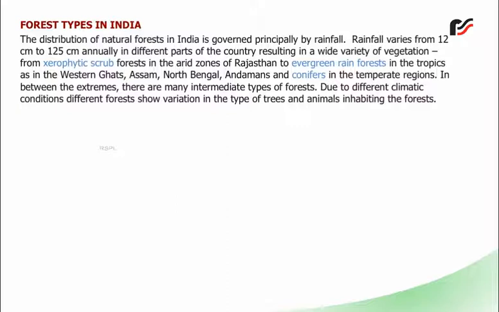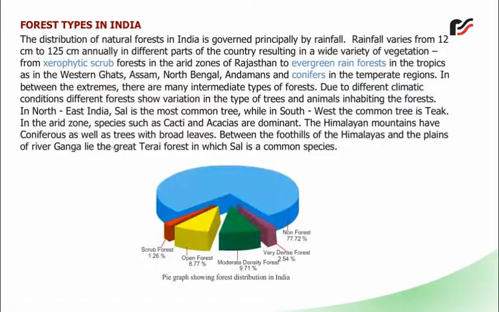Due to different climatic conditions, different forests show variation in the type of trees and animals inhabiting the forest. In northeast India, sal is the most common tree, while in southwest the common tree is teak. In the arid zone, species such as cacti and acacias are dominant. The Himalayan mountains have coniferous as well as trees with broad leaves. Between the foothills of the Himalayas and the plains of river Ganga lie the great Terai forest, in which sal is a common species. The dense forest consists of distinct horizontal layers.